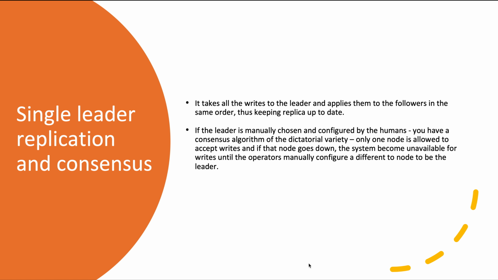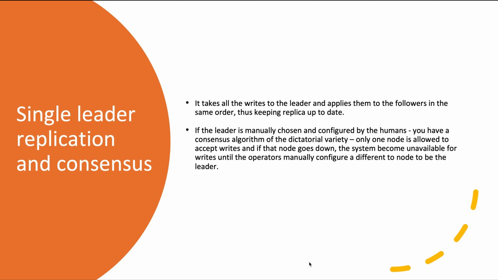Now let's look at how single leader replication handles the consensus problem. In single leader replication, the leader takes all the writes and applies them to the followers in the same order, thus keeping replicas up to date. Essentially, it is total order broadcast. If the leader is chosen manually and configured by humans, then we essentially have a consensus algorithm of the dictatorial variety. Only one node is allowed to accept writes, and if that node goes down, then the system becomes unavailable for writes until the operator manually configures a different node to be the leader.